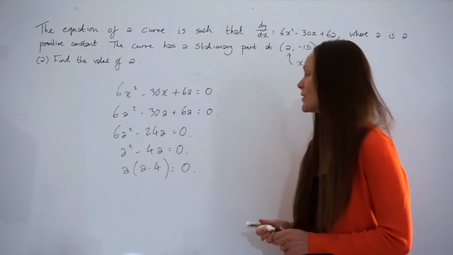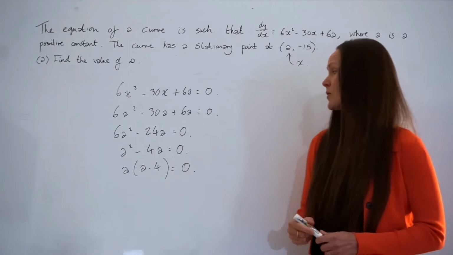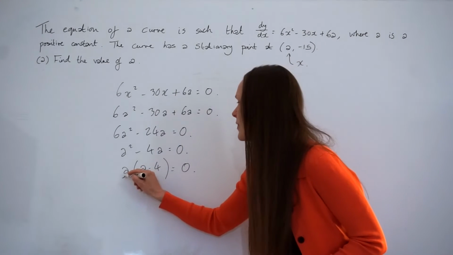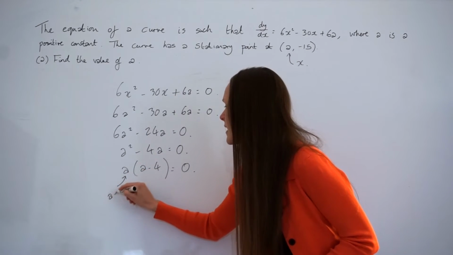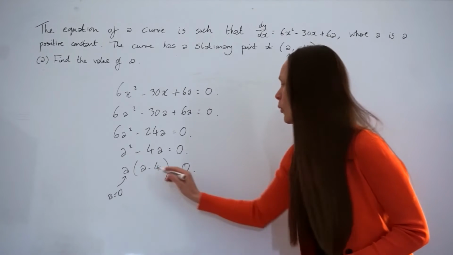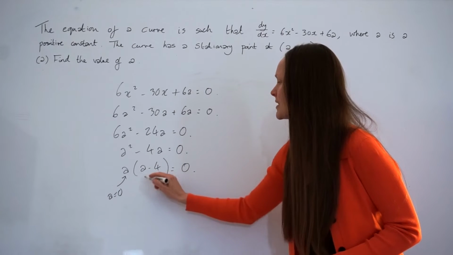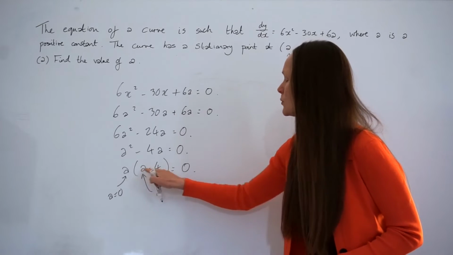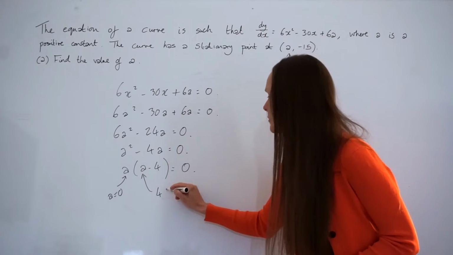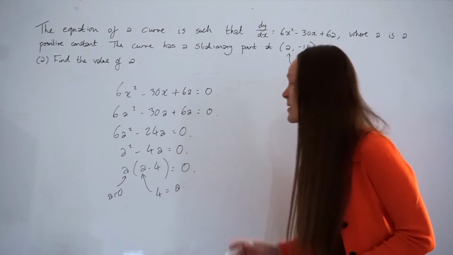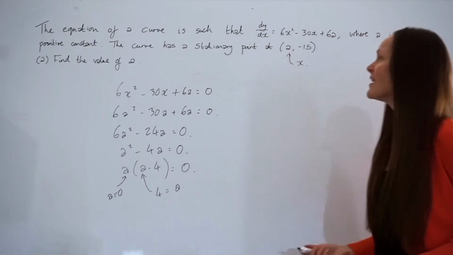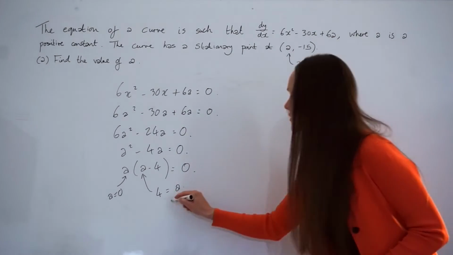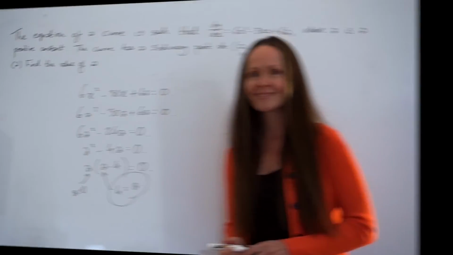If I'm solving this equation, there are two values of a. Either this value here is 0, or if the bracket is equal to 0, this value of a has to be positive 4, since 4 take away 4 is 0. So we've got two values of a, but remember in the question it says that a is a positive constant, so a must be 4.